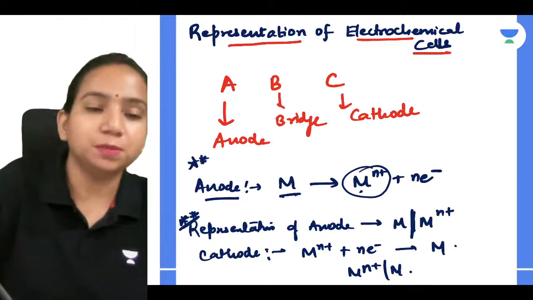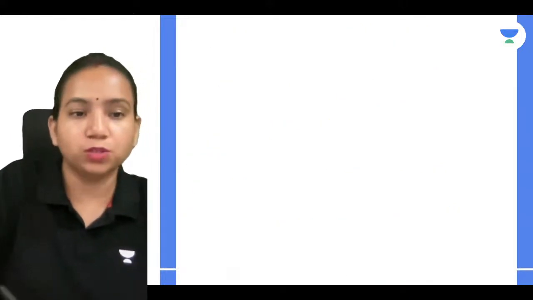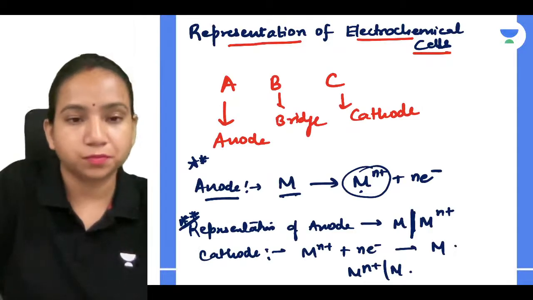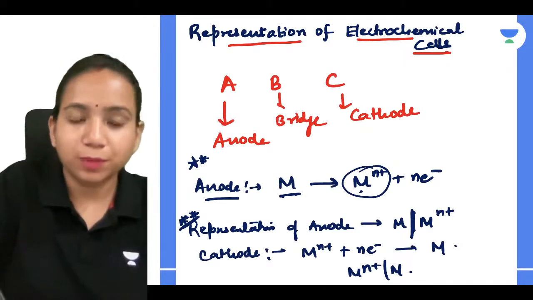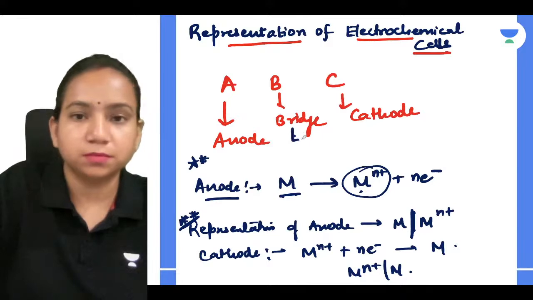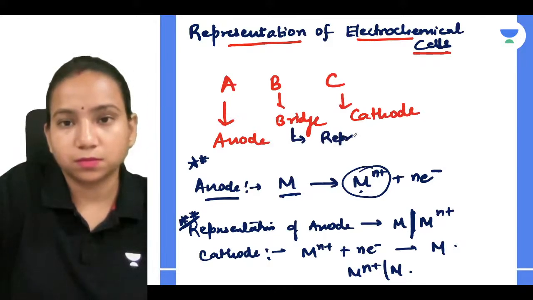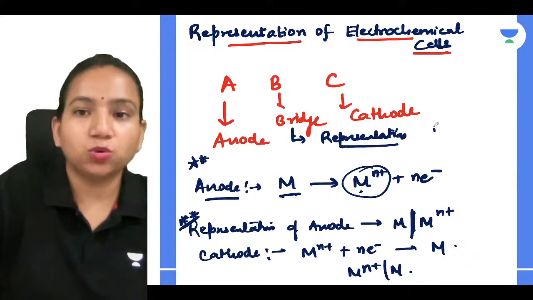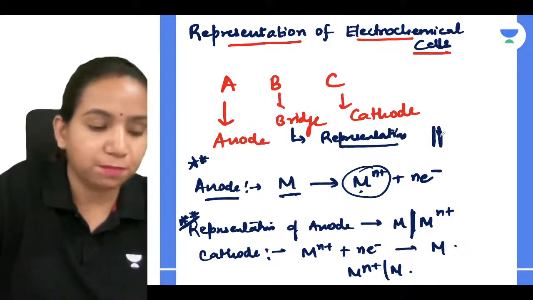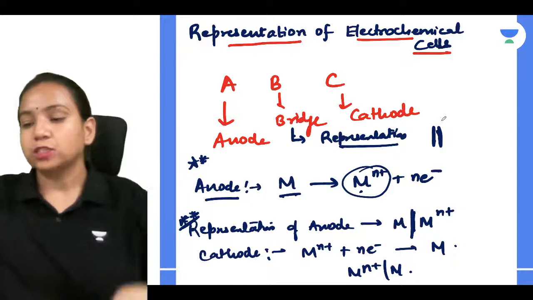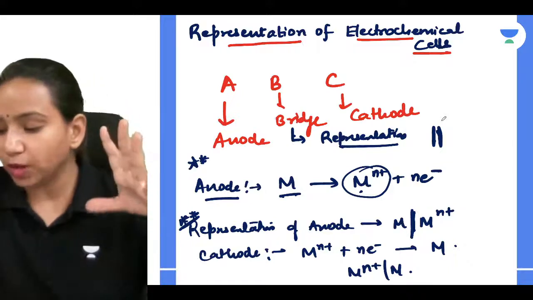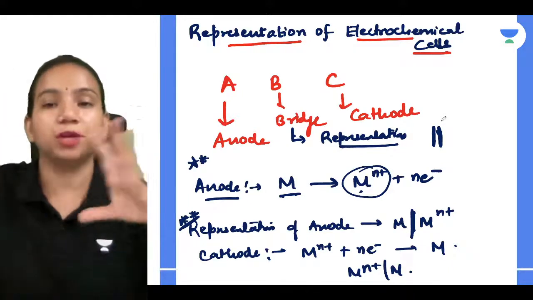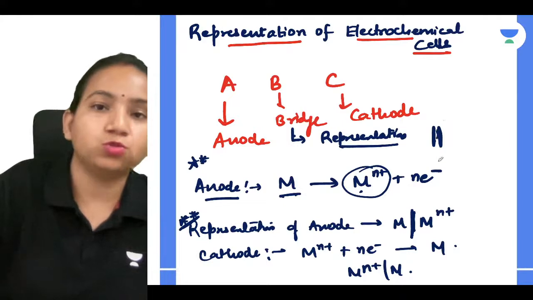Now how do you represent the bridge? The representation of the bridge is done by showing a double slash, the two parallel lines. So by using two parallel lines, you can represent the bridge.